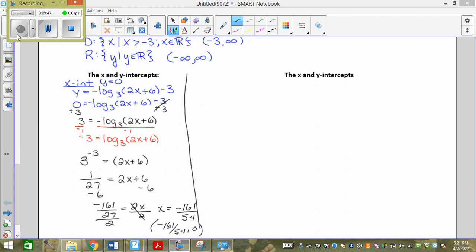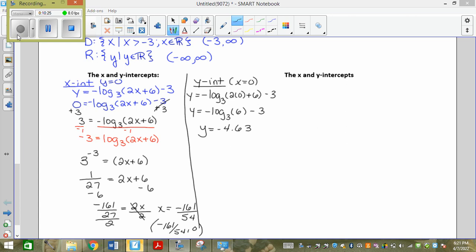The y-intercept is always the easier one to find. For the y-intercept, x equals 0. So y equals negative log base 3 of 2 times 0 plus 6, minus 3. So we get y equals negative log base 3 of 6 minus 3. We have to make sure we close that bracket when we type it in: negative log base 3 of 6, close the bracket, minus 3, and you get approximately negative 4.63. So the y-intercept is 0, negative 4.63.